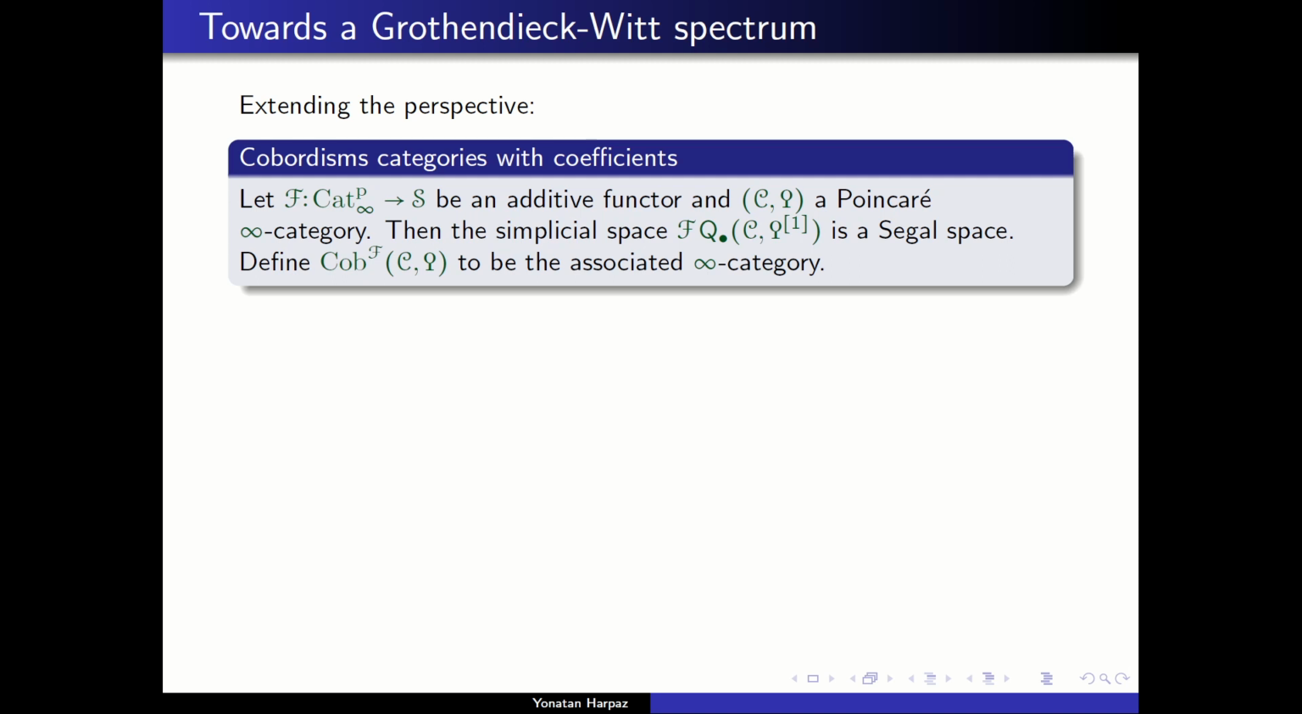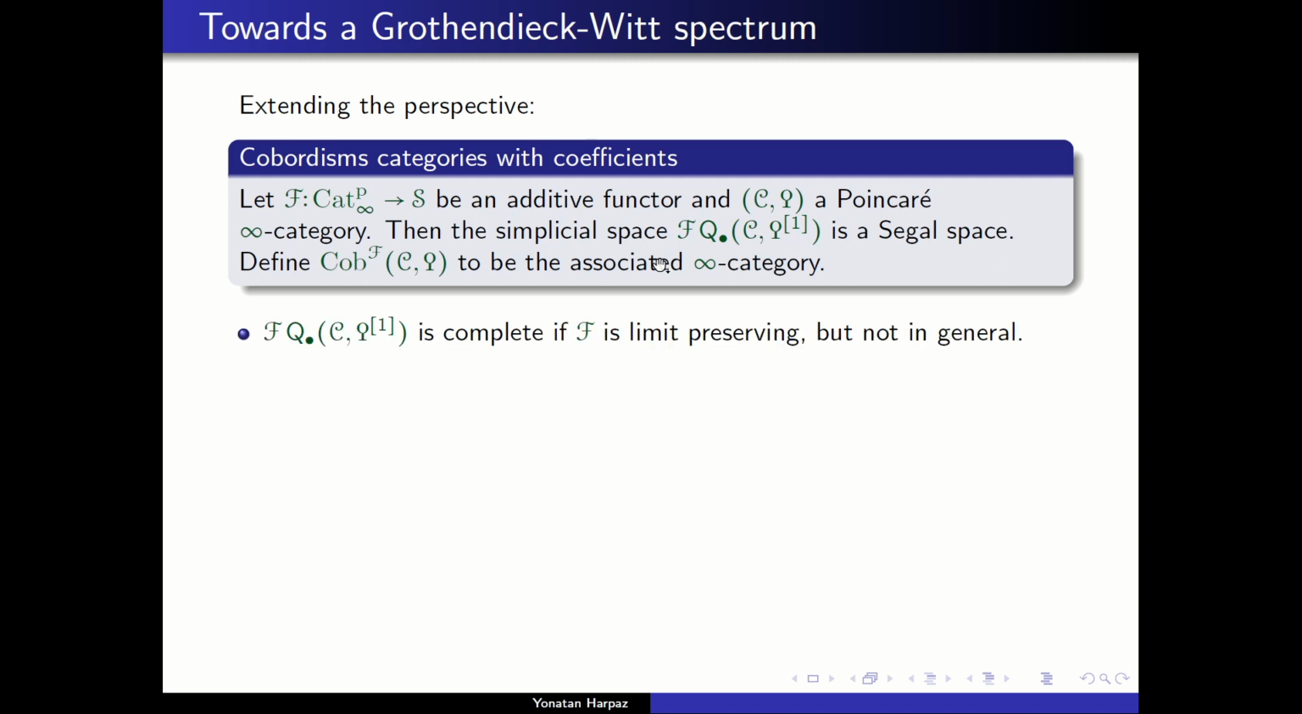So suppose that we have an additive functor f from cat P to spaces, and we have a Poincaré infinity category C copa. Then we can form the simplicial space obtained by taking the Q construction, applying it to C with a shifted copa, and then instead of taking the space of Poincaré objects, which is what we did before, apply the arbitrary functor f that we have here. And all we assume on this f is that it is additive. This assumption is enough to imply that this simplicial space is a Segal space.